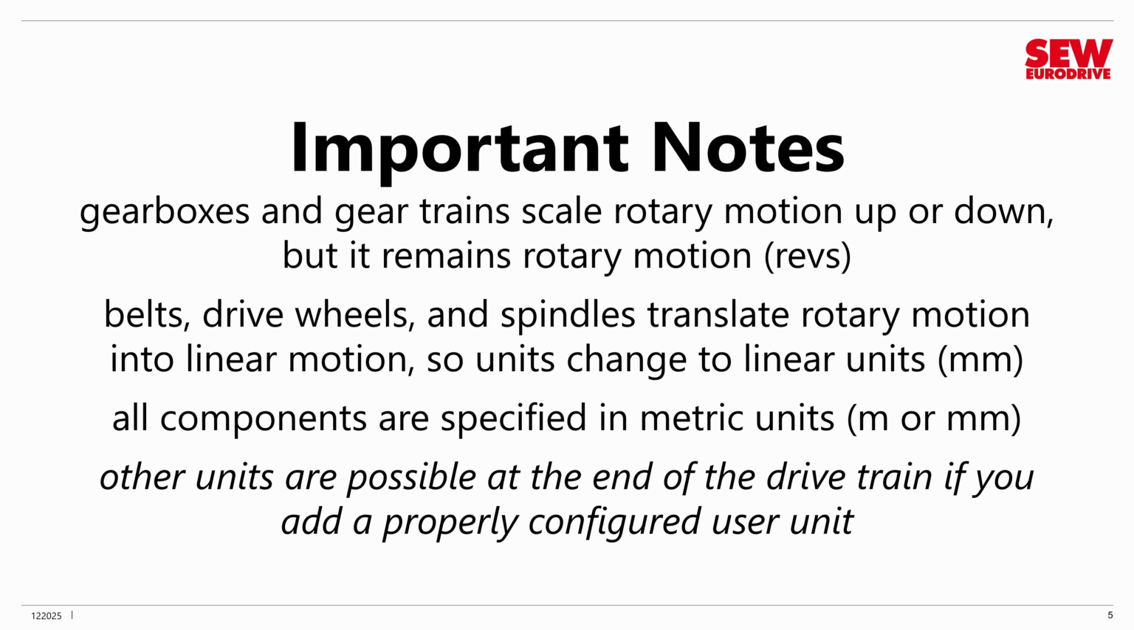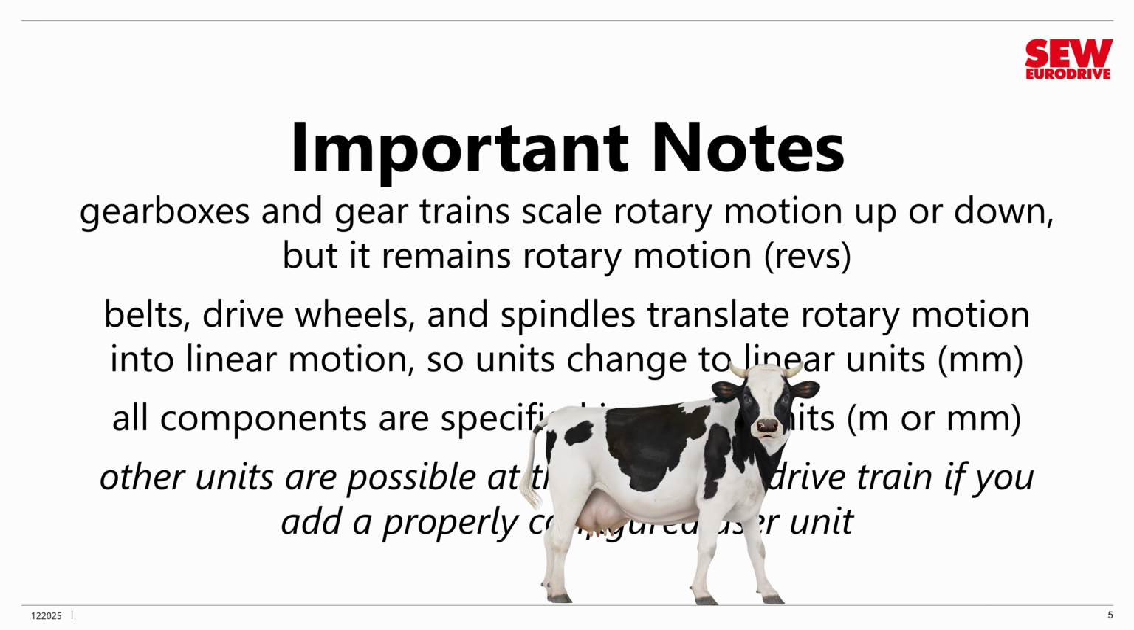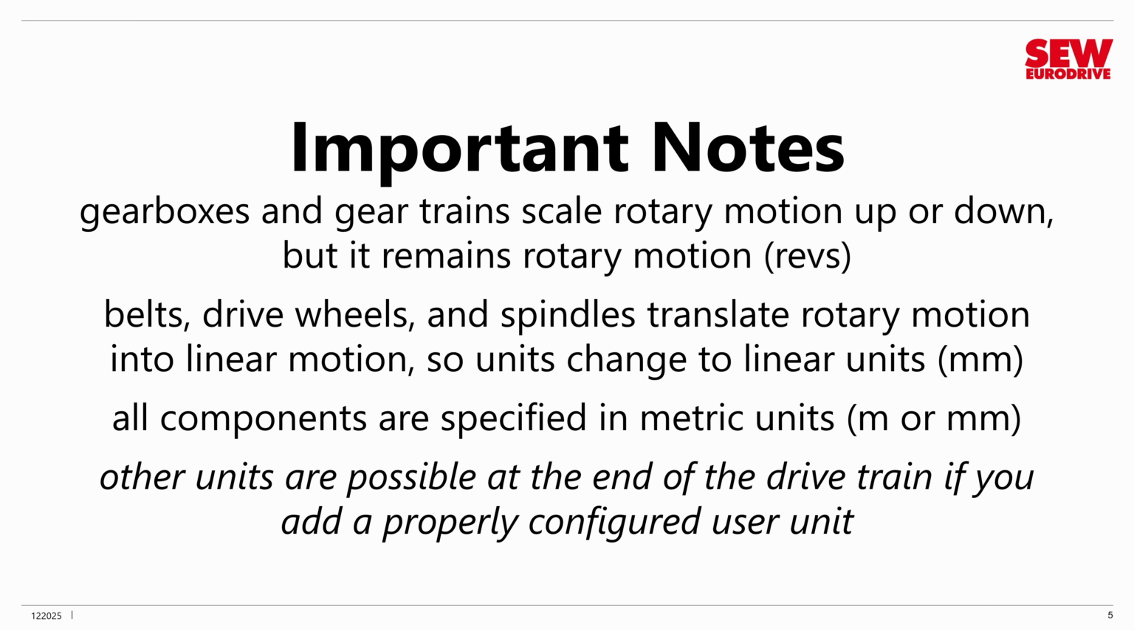Since we are a European company, we use the metric system. All components that you add to a drivetrain must be specified in metric units, usually millimeters. If you need to use an imperial component, you're going to have to convert its units to metric in order to enter them. Now, as far as the actual positioning unit at the end of the drivetrain, that is fully customizable. You can change this if you wish to either a standard unit from a different system, like inches, for example, if you're using imperial, or even a custom industry-specific unit, like pallets or boxes or even cows. It's up to you. In this session, we're going to look at how you do this.